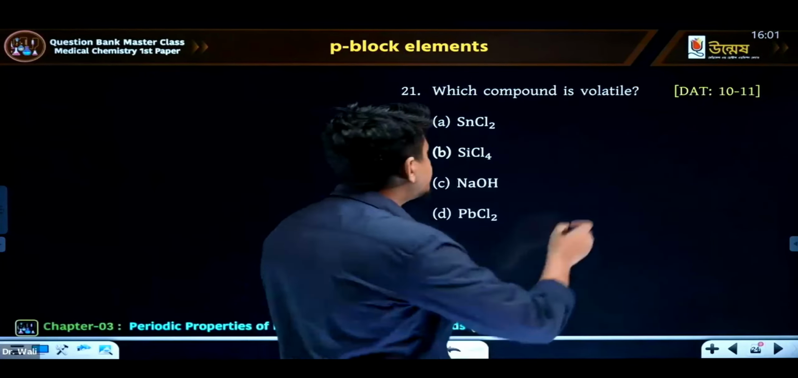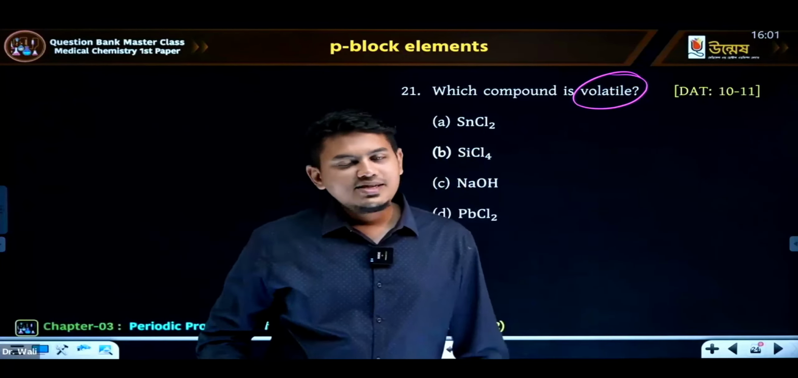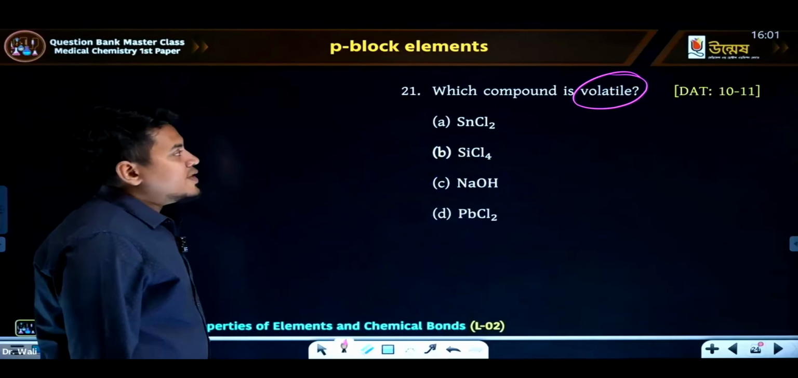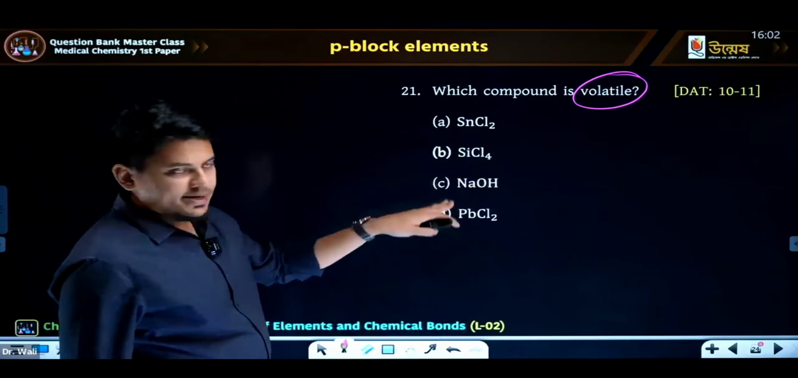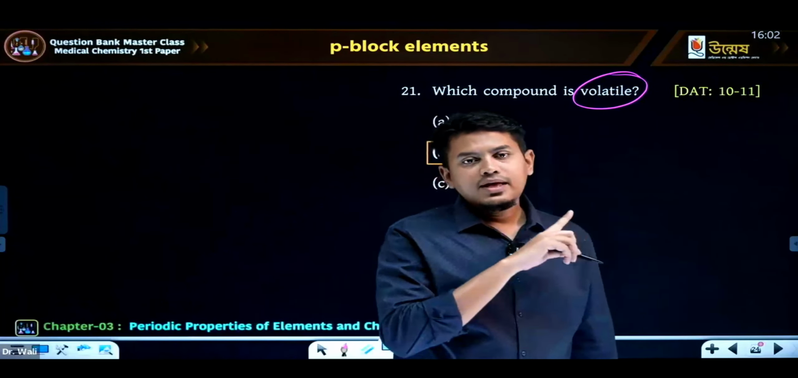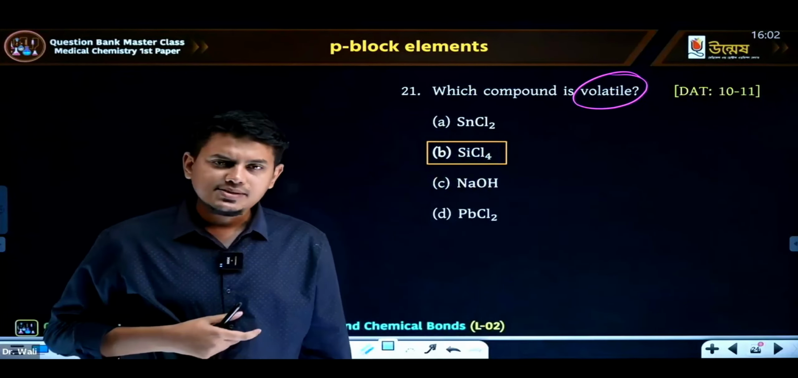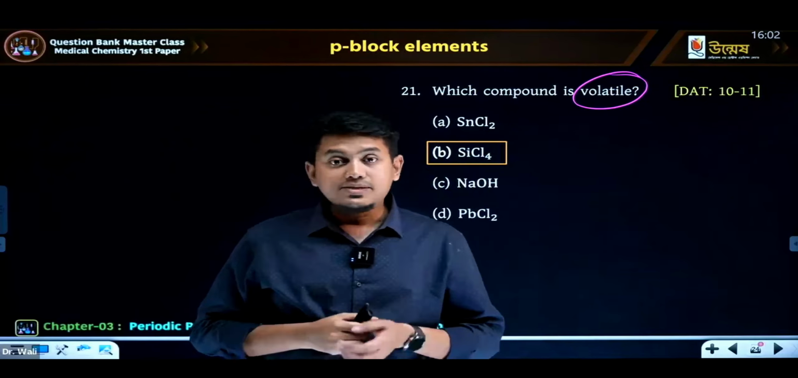Okay, which compound is volatile? What is volatile? Volatile means something that is in liquid form but does not require any heat to get evaporated. It evaporates by itself at room temperature. Now, which one is volatile? Stannous chloride, sodium hydroxide, lead chloride? No, the answer is silicon tetrachloride. We should already remember this from a question that usually appears in our HSC examination. Carbon tetrachloride cannot be hydrolyzed, but silicon tetrachloride can be.